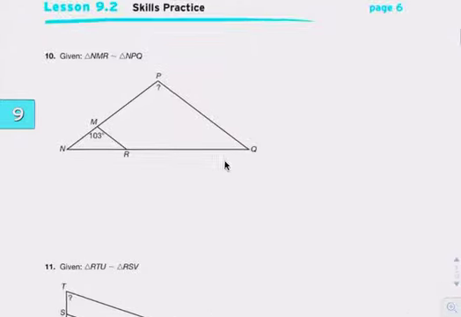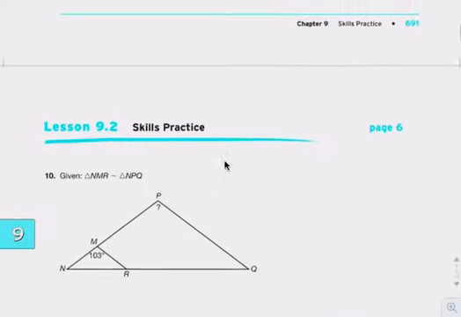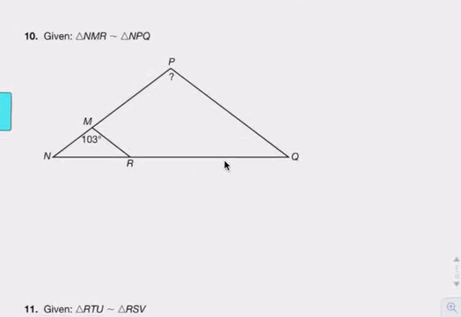Okay, here's your homework. Number 9 I did for you. Hopefully you can follow it. Number 10, missing angles.